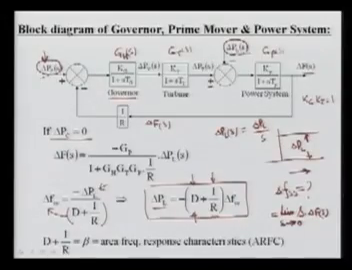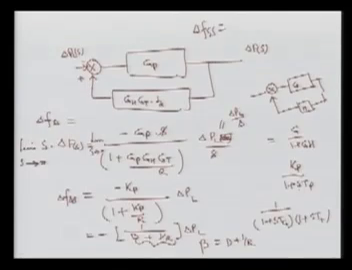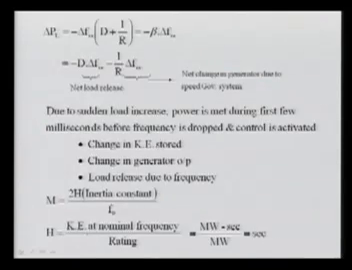So this D plus 1 by R is equal to beta, and this is called the area frequency response characteristic. This is called your AFRC, and this beta is very, very useful, and we will see it later. So now here again we model this steady state.